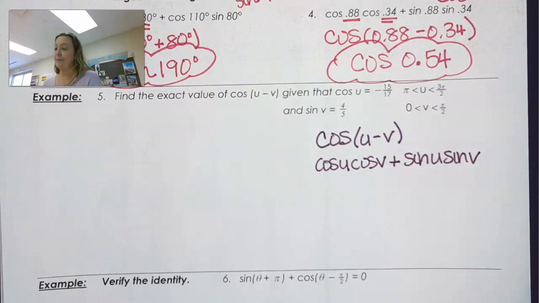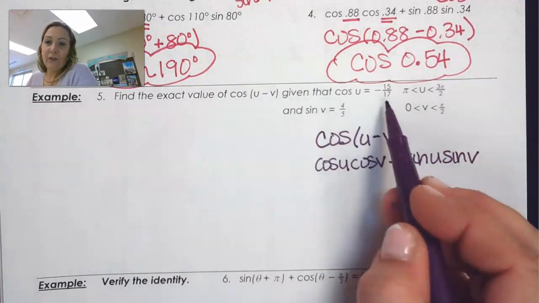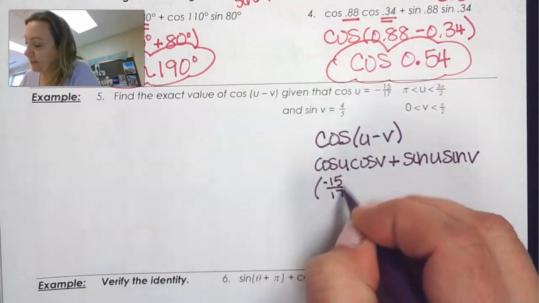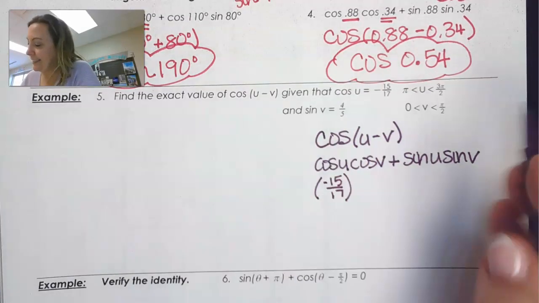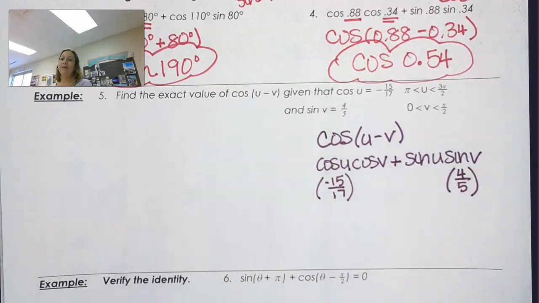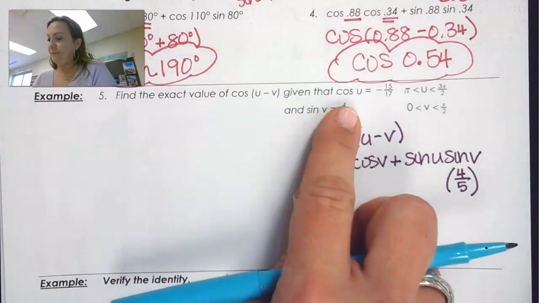Well, they tell us some of this already, right? It tells us that the cosine of u is negative 15/17, and it tells us that the sine of v is 4/5. But we need to do some work to find the cosine of v and the sine of u to put into this problem. So let's take a minute and try to do that. We'll start with angle u.